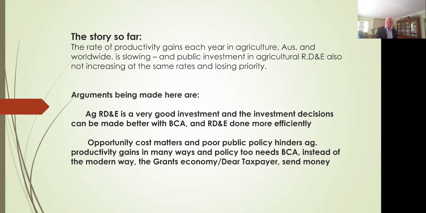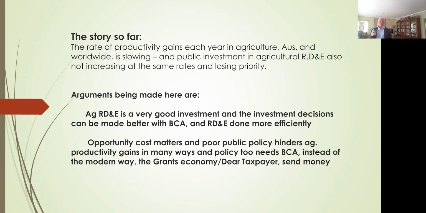We talk about total factor productivity or multi-factor productivity. It's not total factor in that we don't count some of the inputs there. Capital's tricky to value, and we usually don't count management. And on the output side, the quality issue is always a bit difficult to handle too. But the story so far is that the rate of productivity gains in agriculture is slowing.